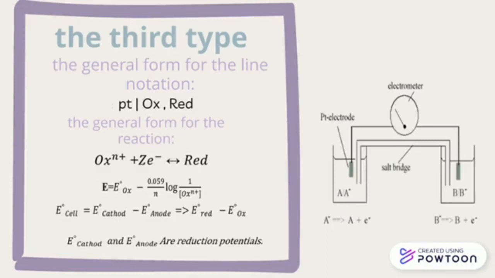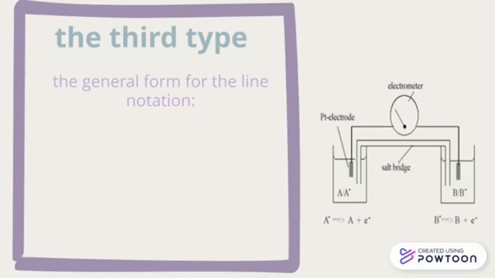The electrodes of the third type are also called redox electrodes. It's an electrode that performs a reaction by electron transfer at the metal-solution phase interface. The active substances of these electrodes are two ions with different oxidation states of one substance in the electrode liquid. The inert conductor metal is usually platinum. And here's the general form for the line notation and the general form for the reaction.